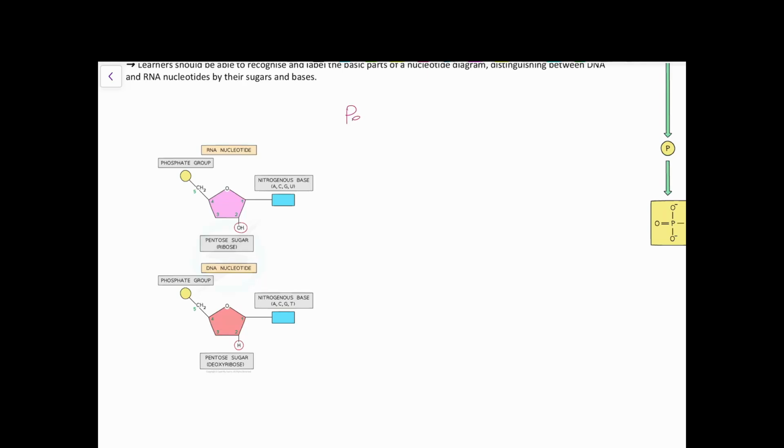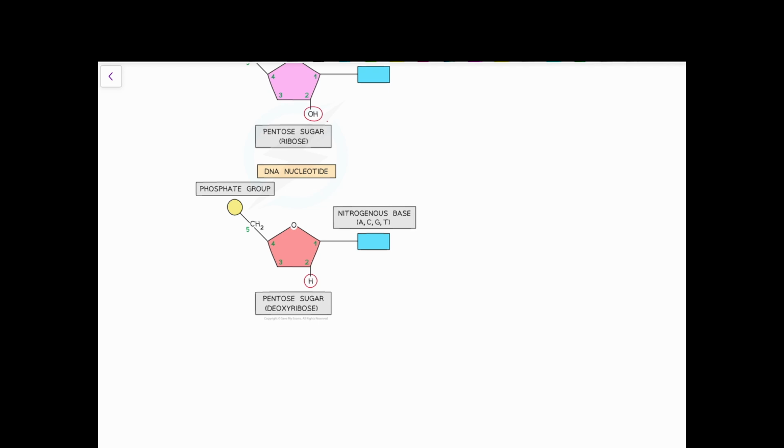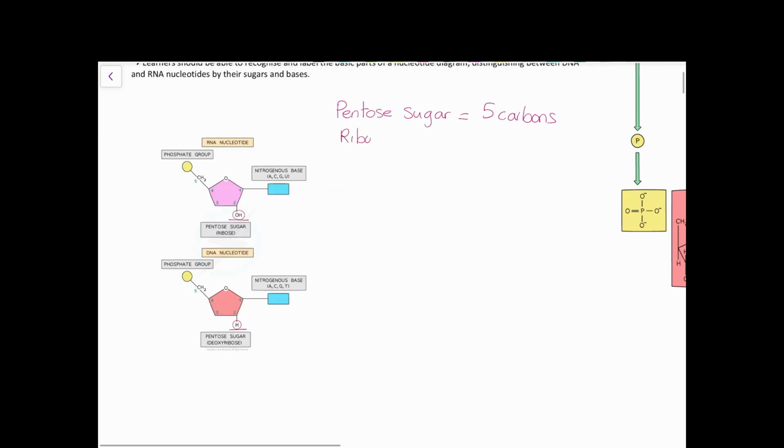Let's start with talking about nucleotide structure. They're the monomers that make up nucleic acids, so they're the smallest subunits of things like DNA and RNA. They're all comprised of a pentose sugar, which is 5 carbons. The way to tell apart ribose and deoxyribose is to look at carbon 2. If it's ribose, it's got an OH on carbon 2.